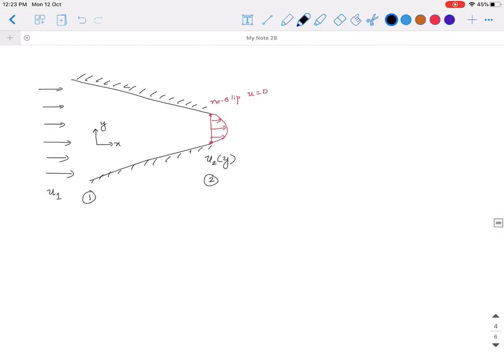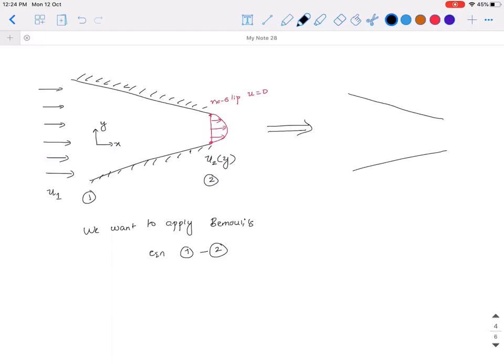Now we want to apply Bernoulli's equation between 1 and 2. Maybe we might have measured the velocity distribution and we want to compute the pressure loss from Bernoulli's equation. So what we would do is, let's say the same one, I assume that both geometries are exactly the same. There is no change in u1.